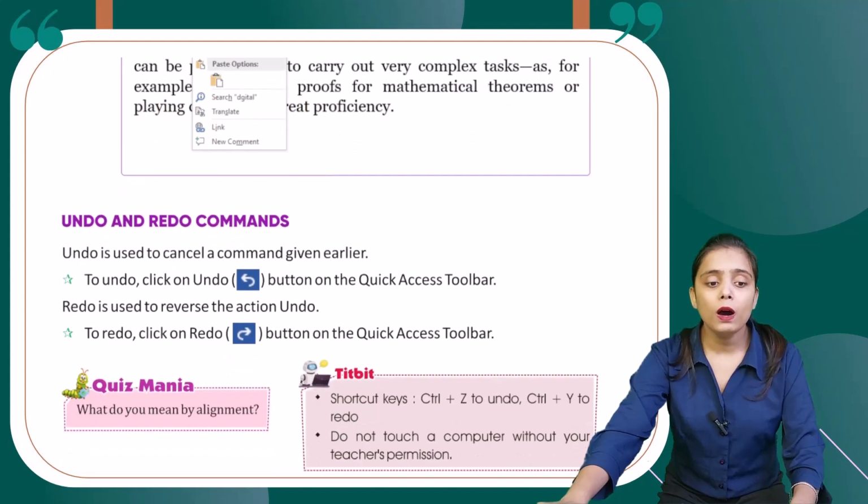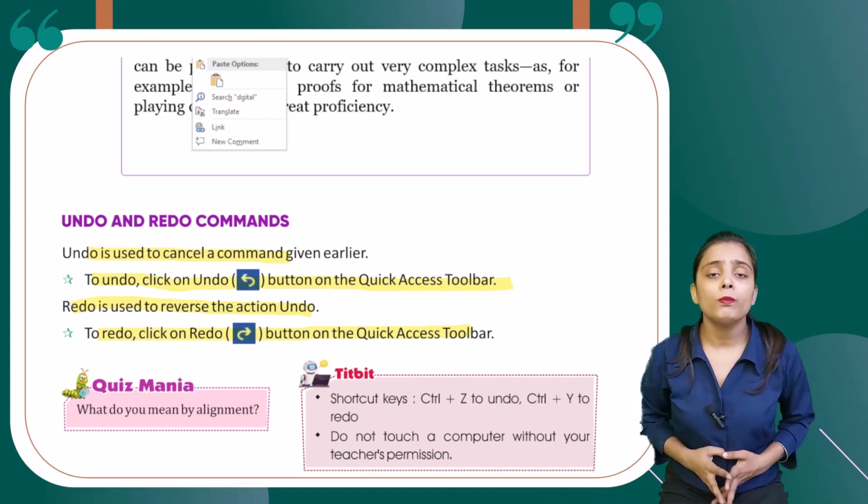Okay, now undo and redo commands. Undo is used to cancel a command given earlier. Undo जो आपका command है वो आप क्यों यूज करते हो? जो आपने command पहले दिया है उसे cancel करने के लिए. To undo, click on the undo button on the quick access toolbar. Next is redo. Redo is used to reverse the action of undo. Okay, to redo, click on the redo button on the quick access toolbar.